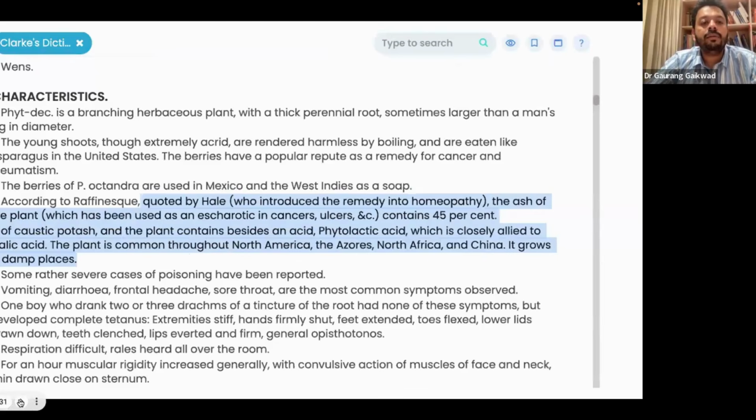Clark. What does Clark write? Very beautifully, Clark writes about how the ingredients are there in Phytolacca, and that it contains an acid called phytolactic acid and malic acid.